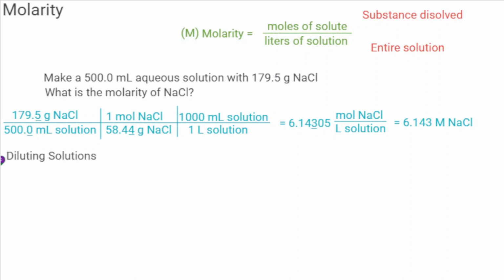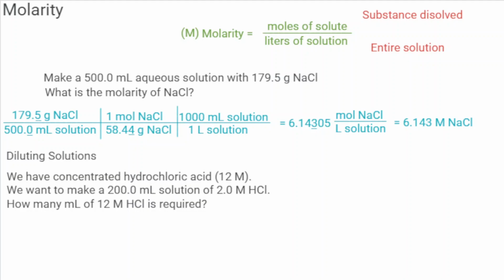So let's say we were trying to dilute a solution of hydrochloric acid. We have concentrated hydrochloric acid, which is 12 molar. This is normally how you can buy it from suppliers. And we want to make a 200.0 milliliter solution of 2.0 molar hydrochloric acid. And in order to do that, we want to figure out how many milliliters of the concentrated or 12 molar hydrochloric acid is required.